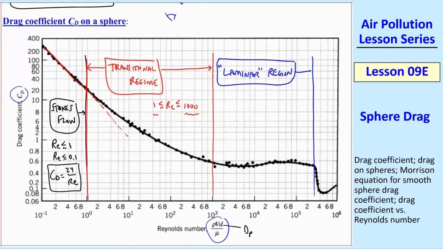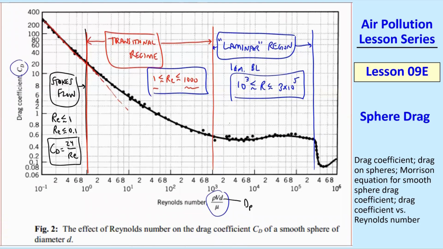And again, that's a misnomer because what happens in this case is the wake is actually turbulent, but the flow around the body is a laminar boundary layer. And this is between 10 to the 3, 1,000, and let's call it 3 times 10 to the 5th. In this region, the drag coefficient is between about 0.4 and about 0.6, but it's fairly constant in this region.